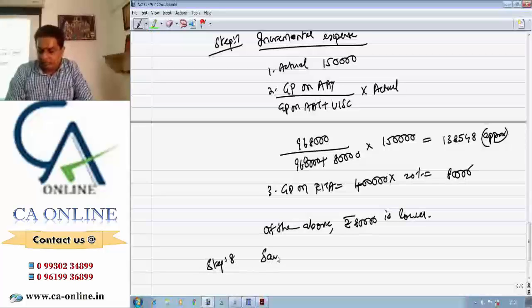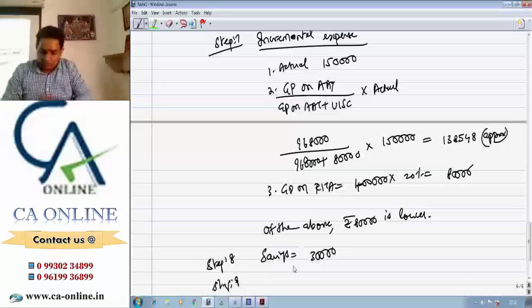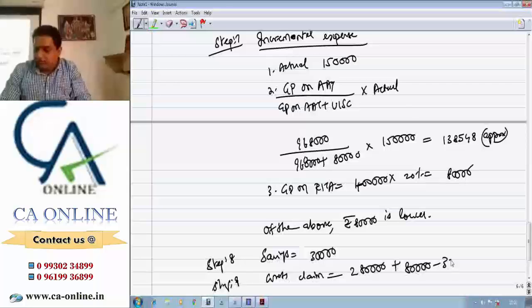Step 8, savings readily given, 30,000. Just to fill in the blanks, that's all, nothing great in this problem. Gross claim equals the loss of 2,80,000 plus 80,000 minus 30,000, which is 3,30,000.